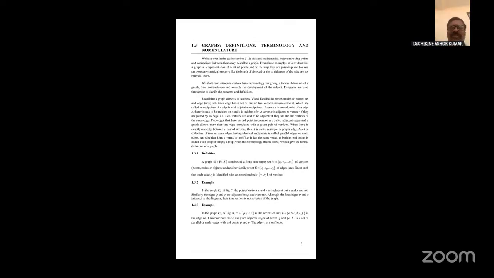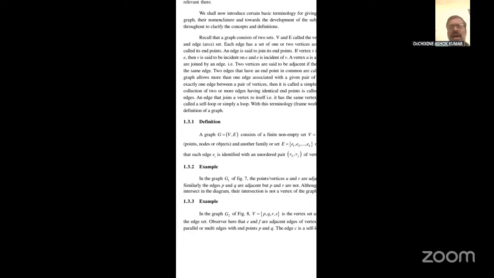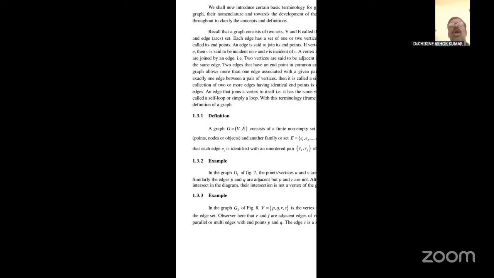First, what is the meaning of a graph? A graph means a graph G equal to (V, E). V indicates vertices and E indicates edges. A graph G is a combination of vertices and edges, which consists of a finite non-empty set V. That is, I'm going to take a finite number of vertices, V1, V2, up to Vn. These vertices you can call by some other name: points, nodes, or objects, whatever it may be.